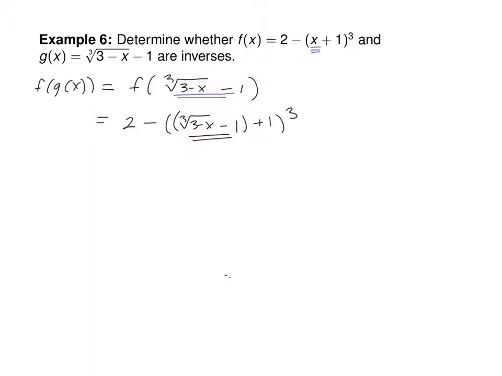What happens to your ones? They cancel, and so you just have 2 minus the cube root of 3 minus x, and that whole thing is cubed. What does the cube root do to the cubed? They cancel, and you get 2 minus 3 minus x. Once again, the parentheses do actually matter. Okay, then distribute the negative. You get 2 minus 3 is, and then plus or minus x? Plus, okay.